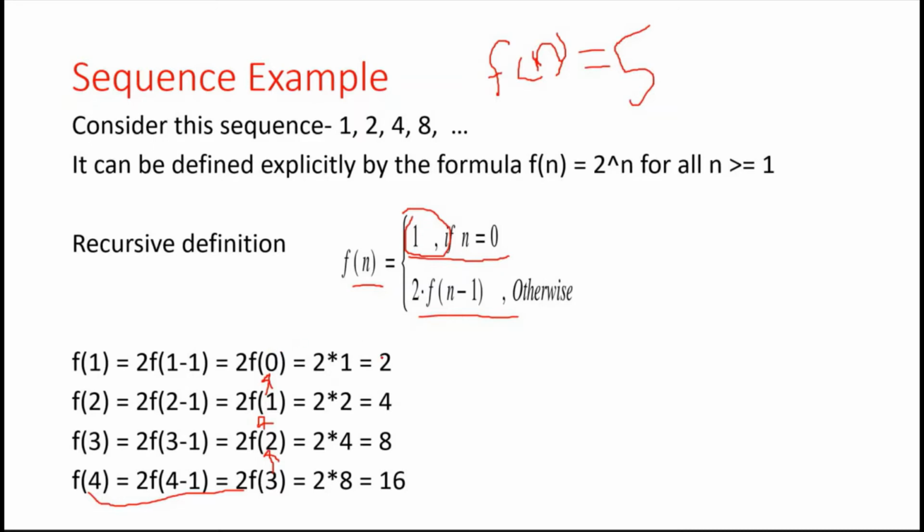That is our base case, and we will return from here. The value of f of 1 is 2, f of 2 is 4, f of 3 is 8, and after returning, we will get 16.